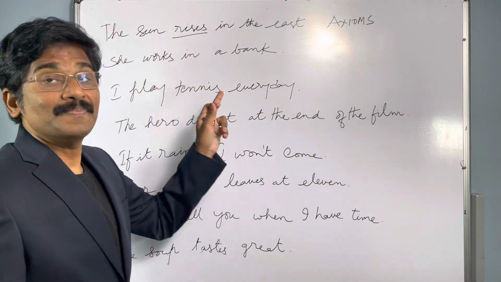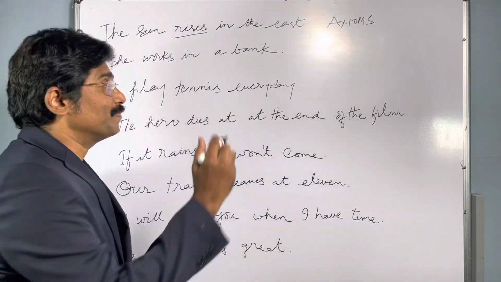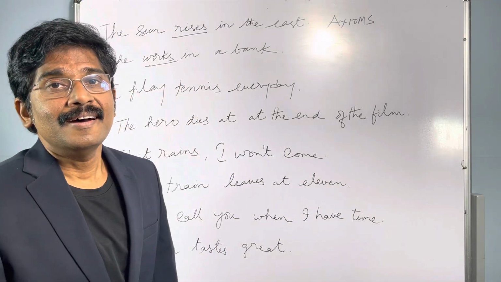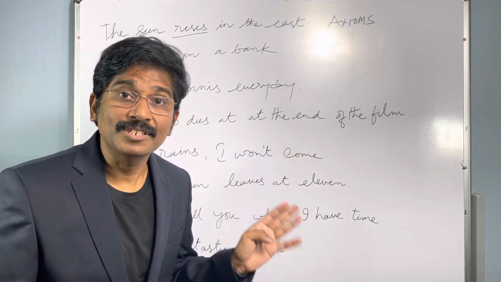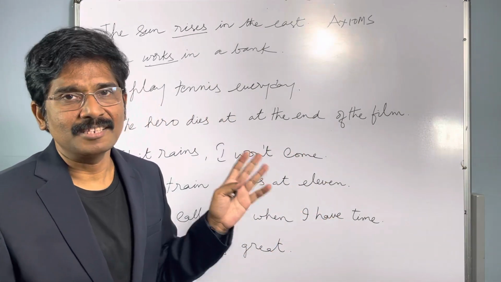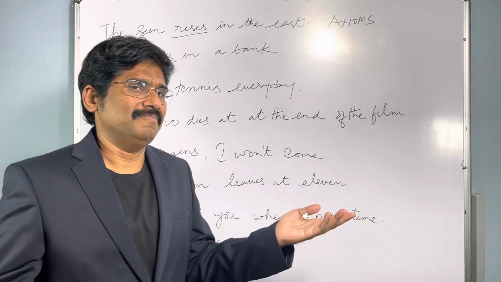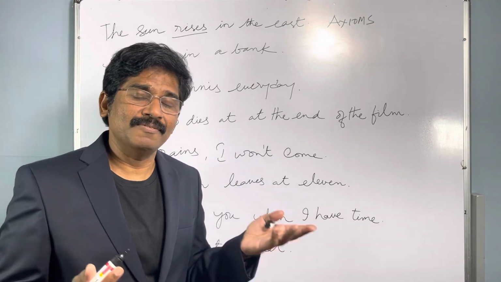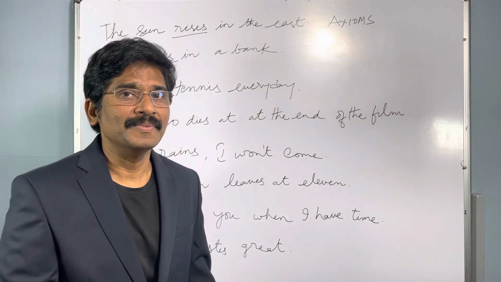She works in a bank. Here the verb is works. It is in simple present tense. A more or less permanent situation, we say it in simple present tense. She works in a bank, she got the job, and almost maybe for a decade, 2 decades, right? She works in the bank. So it's a more or less permanent situation.